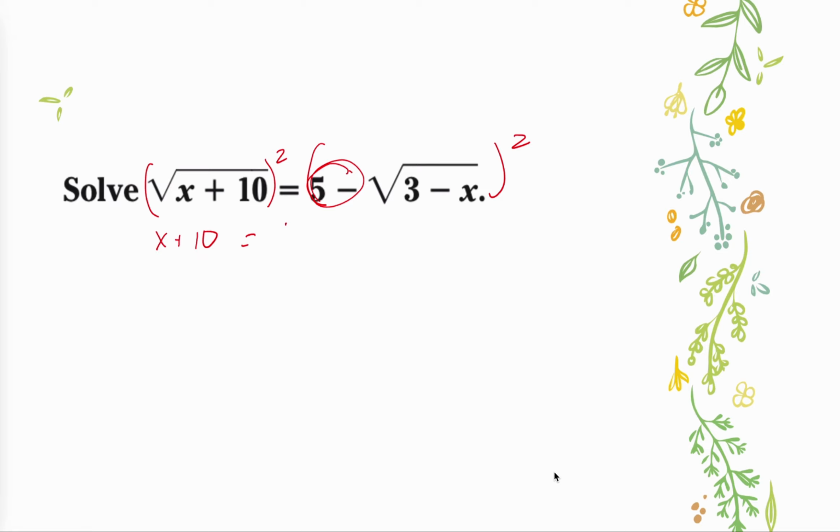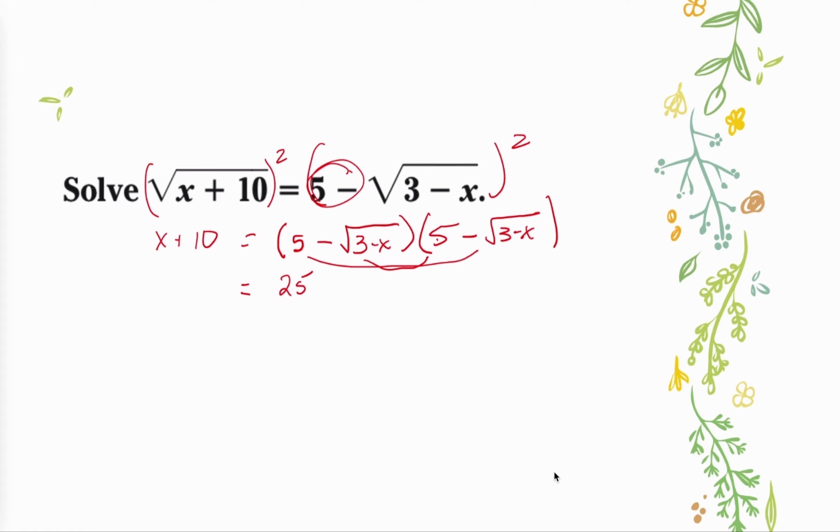What we have to do here is we have to FOIL this. 5 minus square root of 3 minus x. So we have to FOIL this. And so that's going to be 5 times 5 is 25, minus 5 square root of 3 minus x, minus 5 times square root of 3 minus x is minus 10 square root of 3 minus x. And then the minus square root of 3 minus x and the minus square root of 3 minus x make a plus 3 minus x.